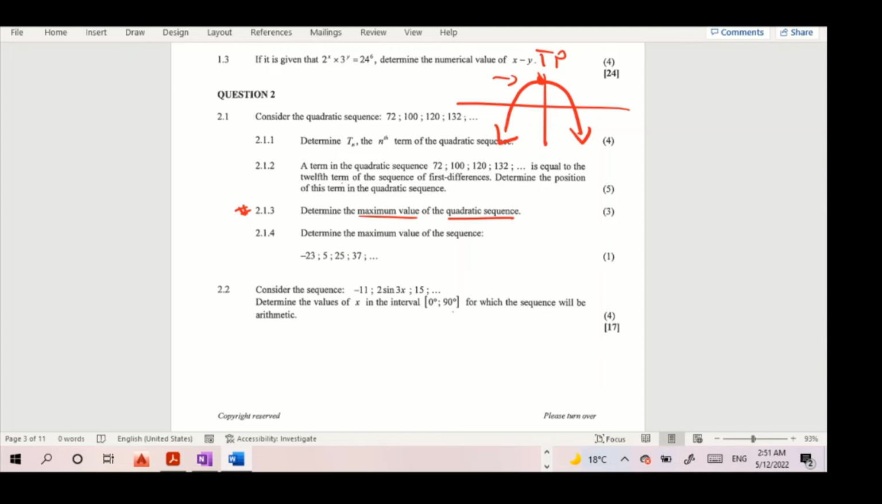If they say identify the maximum of this graph, you're going to look at the y value of the turning point. There's x and there's y. You look at the y value to find the maximum point of the graph.